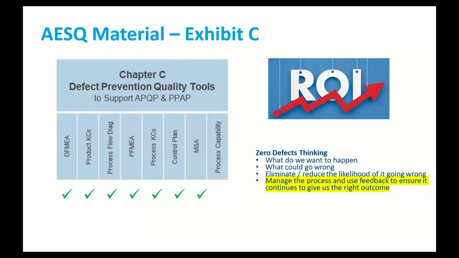And the response from the people in the audience is, we know what they are. We're just frustrated with the current process because managing risk in a spreadsheet is a bad idea. And this last bullet from the slide they used, zero defects thinking: manage the process, use feedback to ensure it continues to give us the right outcome. They go, yeah, I got it, but how?